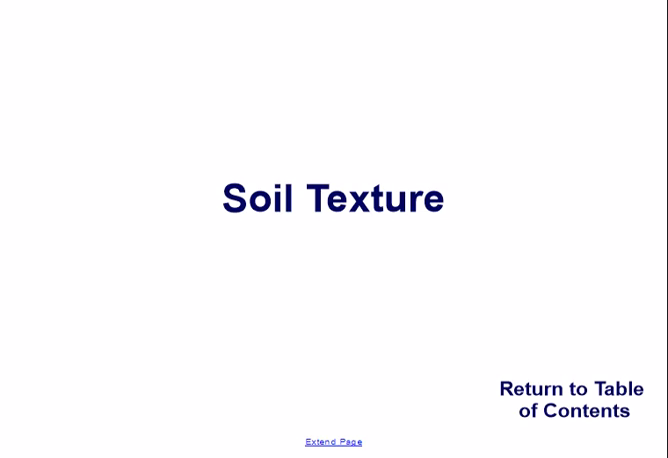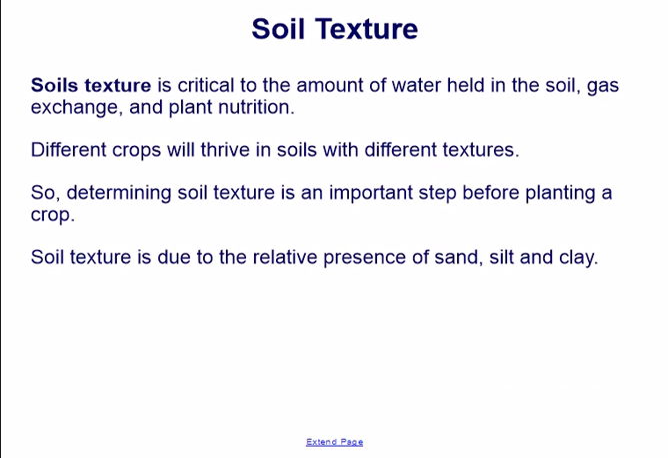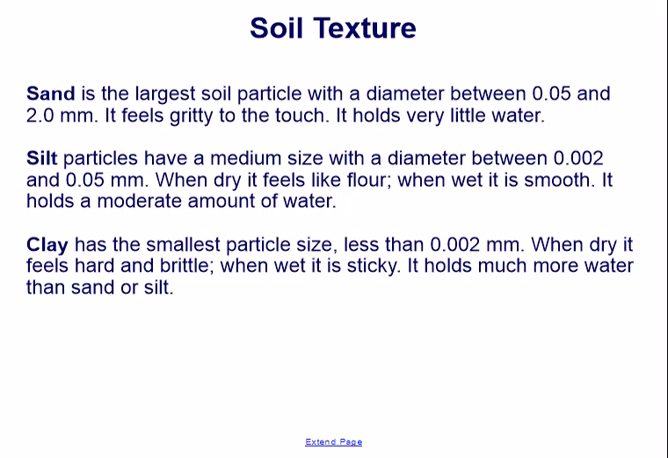Soil texture. Soil's texture is critical to the amount of water held in the soil, gas exchange, and plant nutrition. Different crops will thrive in soils with different textures, so determining soil texture is an important step before planting a crop. Soil texture is due to the relative presence of sand, silt, and clay.